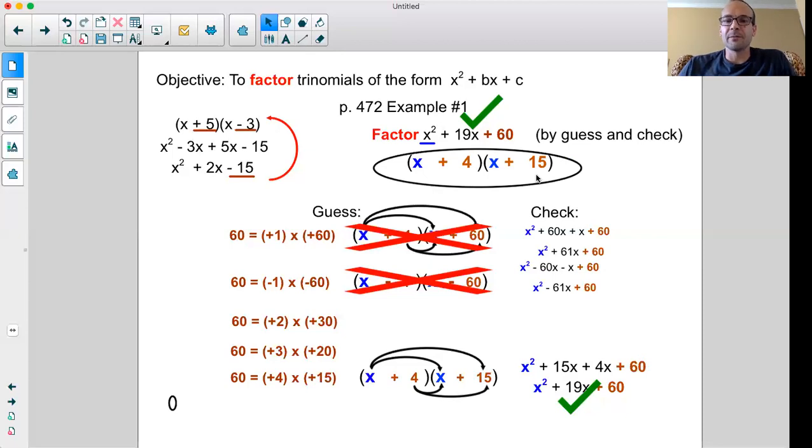The next video is going to really kind of cut out this guessing and checking thing, and we're really going to focus on how could we be efficient, how could we be organized about finding factors of 60, and before we do too much work with them, figuring out if they're going to match our middle term.